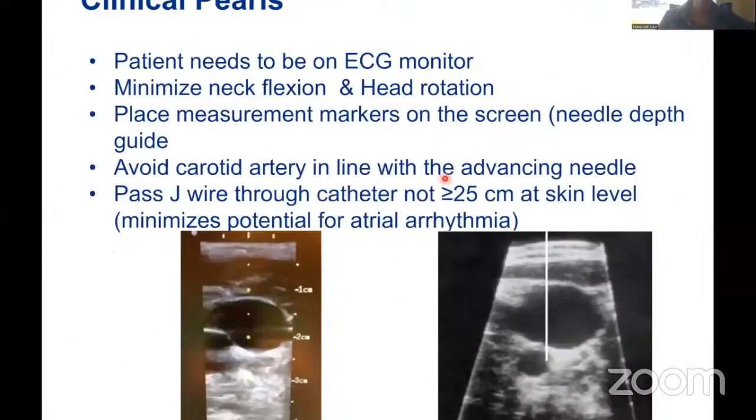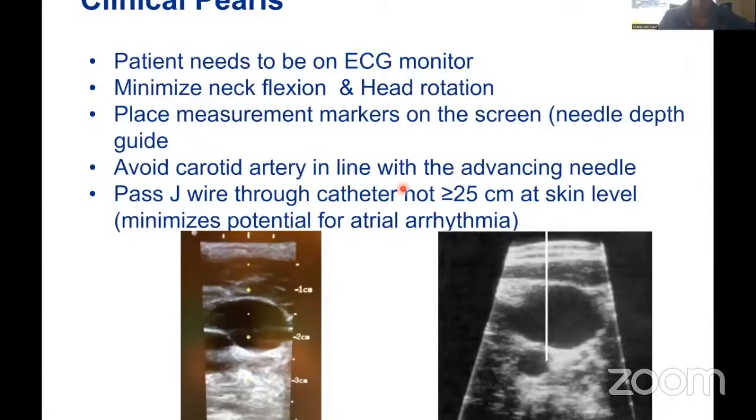The clinical pearls are: always use an ECG monitor, and minimize the neck flexion and the head rotation. So consider removing pillows or towels behind the head to minimize the neck flexion, and position the head approximately 40 degrees to the left. Extreme rotation of the head and extension of the neck should always be avoided. They tend to collapse the IJV.